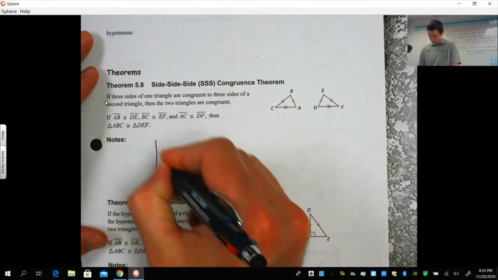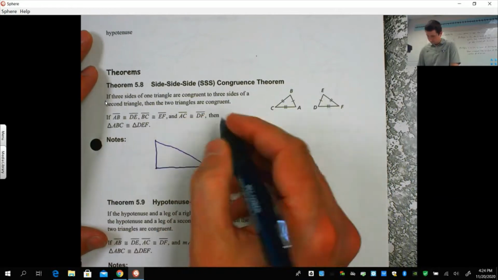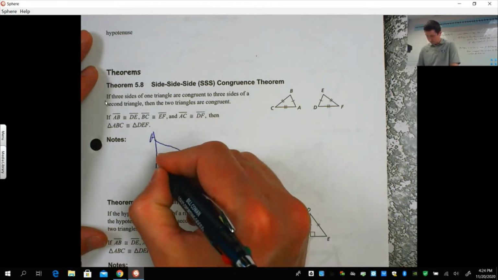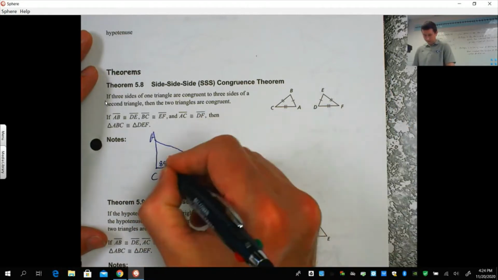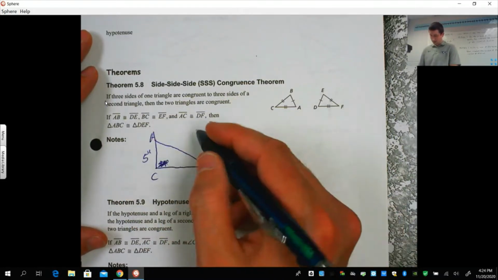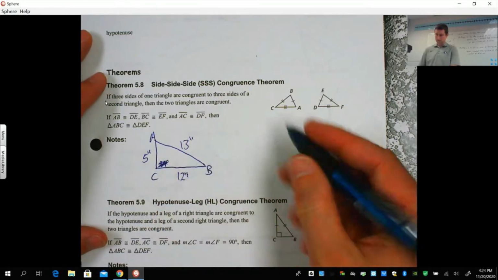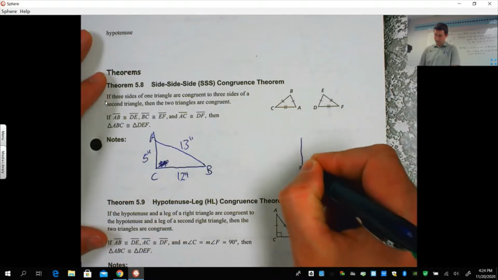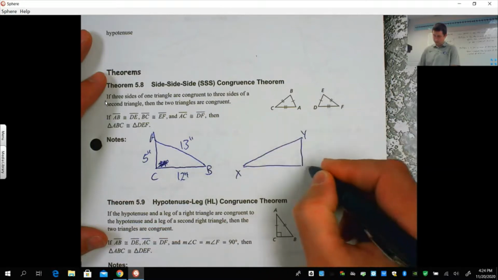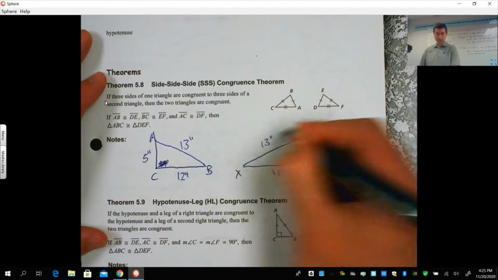So our example here: A, B, C. We don't know an angle, just side, side, side. So let's call this 5 inches, and 12 inches, and 13 inches. If I draw another triangle over here, we can call it X, Y, Z. I know this is 5 inches, 12 inches, and 13 inches.